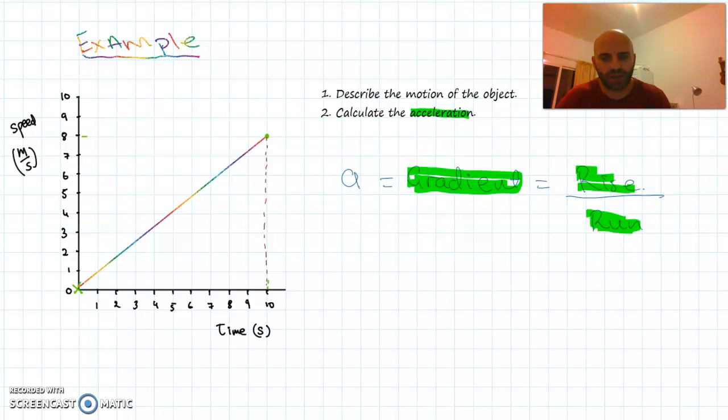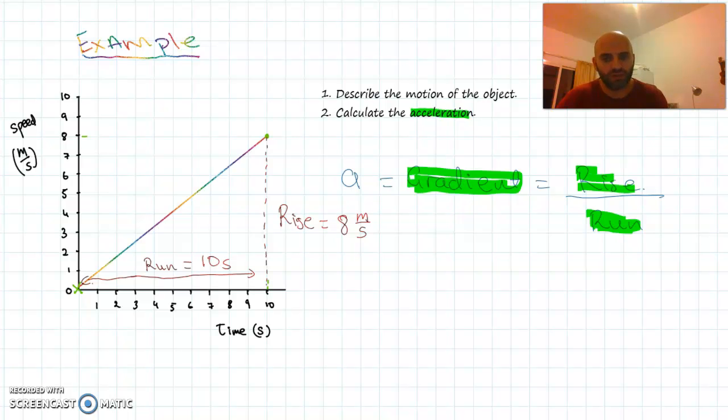So you can see that it started out at 0 and it's risen. The rise was 8, but don't forget the unit. Sorry, it's 8 not 80, 8 meters per second. Okay, and in that time has ticked along on the time axis. So we've got a run that spans from there all the way to here, and that's 10 seconds. So my run is 10 seconds.